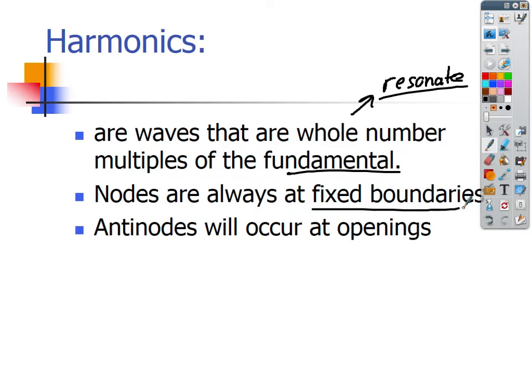If there's a fixed boundary, we have to have a node at the end there in order to create a resonating harmonic frequency. When there's an opening, no fixed end, there has to be an antinode there in order to fit the appropriate harmonic. And again, this will make more sense as we continue to see some pictures and stuff.